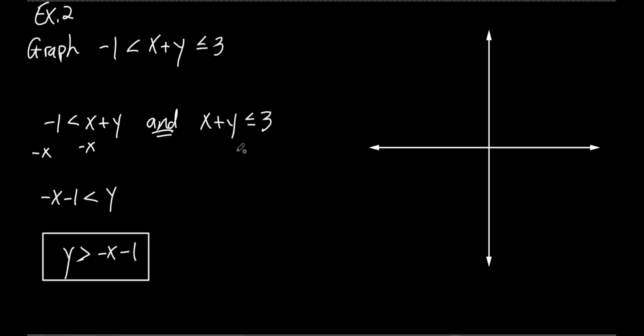Now this one's a lot easier, only one little step. Subtract x from both sides. I don't have to change any signs or anything like that. So what I'm going to do is I'm going to graph both of these things right here. And let's see what we get.